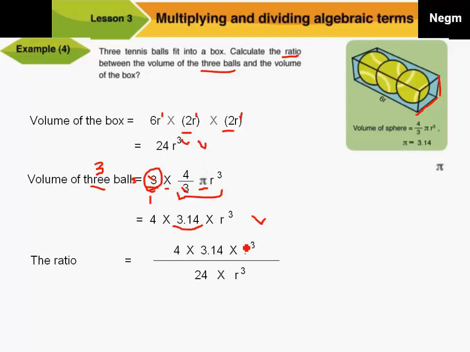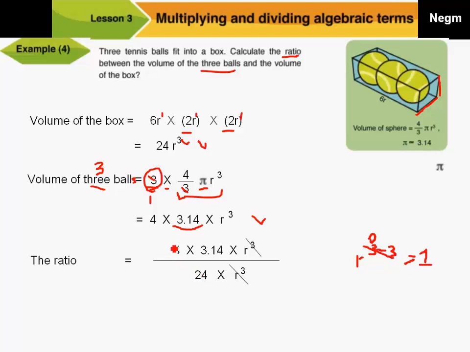You will notice that here we have r to the power 3 and r to the power 3, which can be eliminated. We have the same base, of course, and we have division, so we have to subtract the powers or the indices. So we have r to the power 3 minus 3. 3 minus 3 is 0. R to the power 0 is equal to 1.